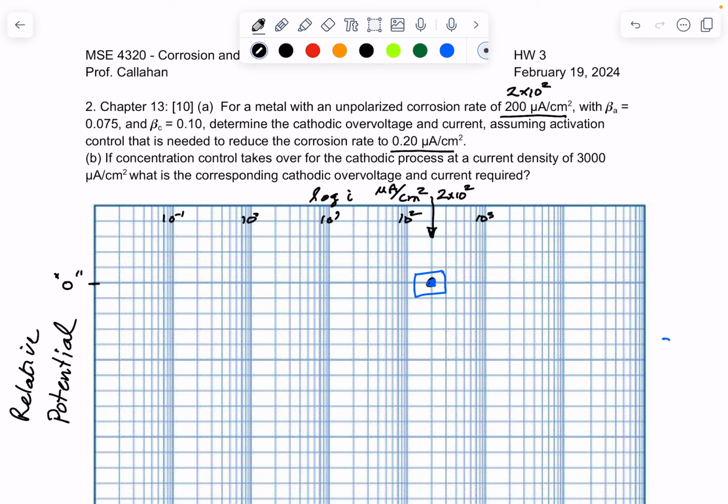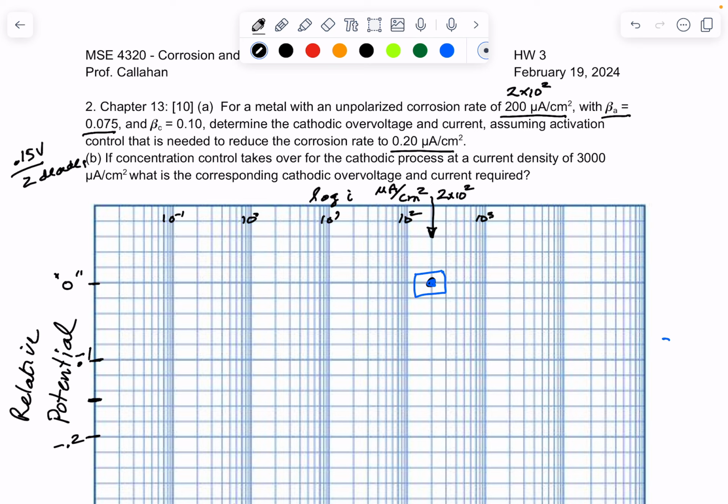So we've been told that the anodic Tafel constant is 0.075, and that has units of volts per decade. And so I'm going to multiply that by 2 so that it would be 0.15 volts per 2 decades, because that's just going to be easier for me to think about. And so if I let this value be negative 0.1 and this be negative 0.2, negative 0.15 would correspond to right there.